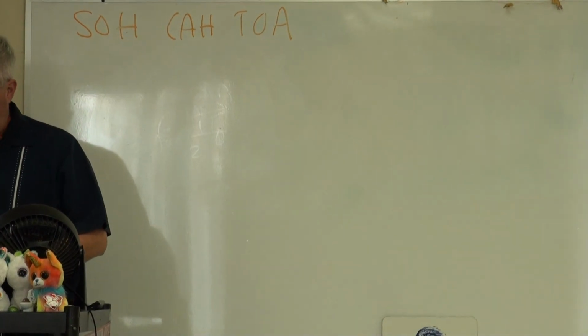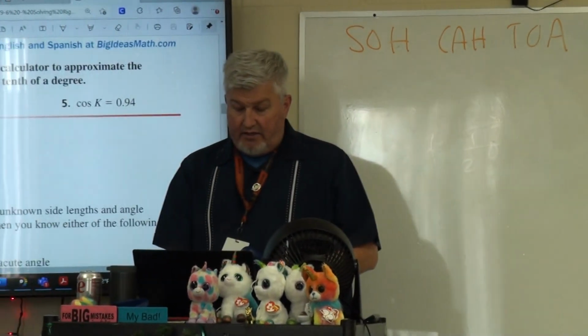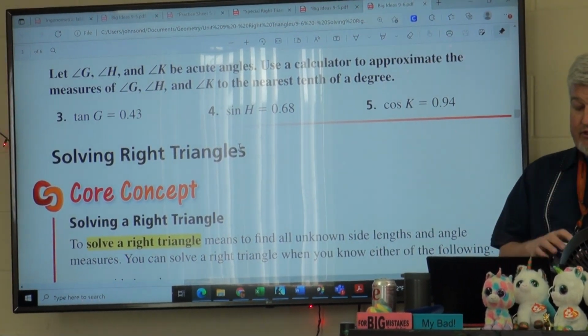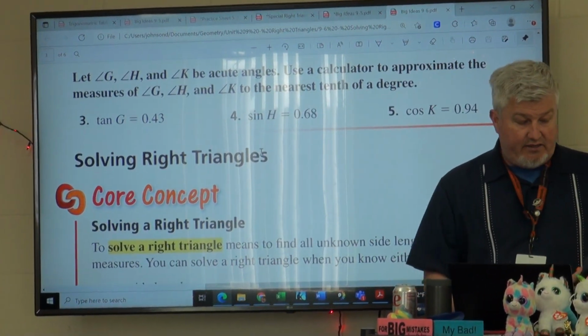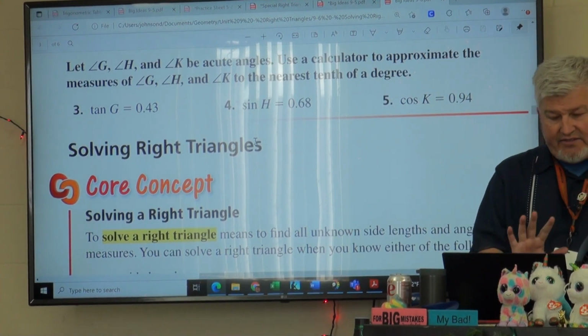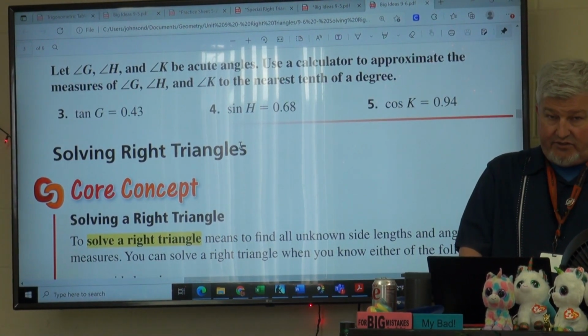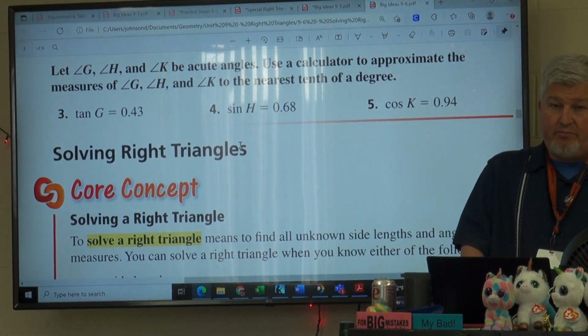Next part of this work for you to do is this. Let G, H, and K be acute angles. Use a calculator to approximate the measures of G, H, and K to the nearest tenth of a degree. So again, now on this section, I'm going to pause here. You're going to use your inverse functions to arrive at this answer. So a teacher, instructor, go ahead and pause here.